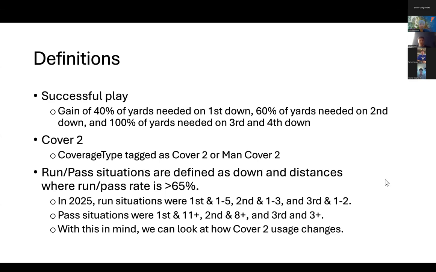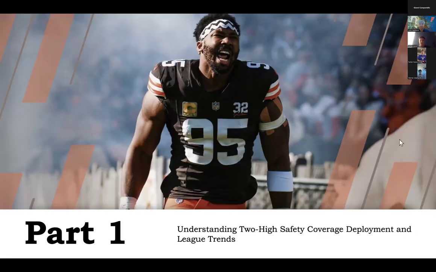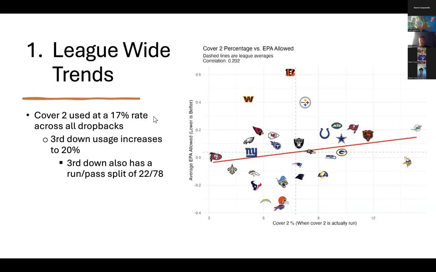All right, so getting into part one, we're going to go and look at league-wide trends for the defenses. So just overall, cover two usage is used at a 17% rate across all dropbacks, seeing an increase to 20% on third downs, and the third down run pass split is 22 to 78%.